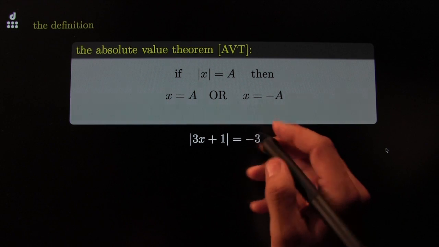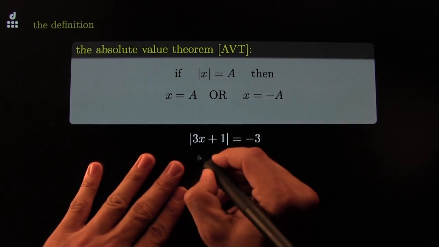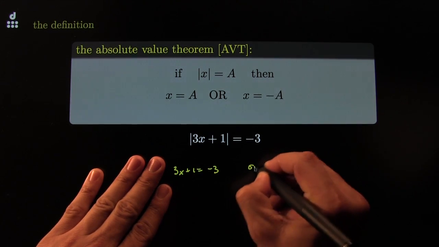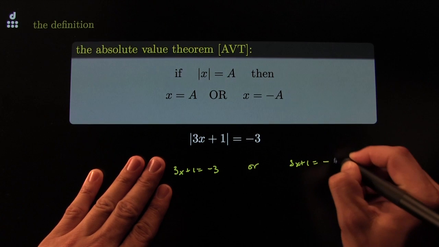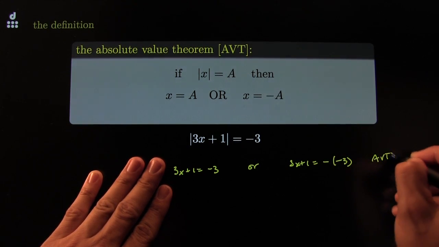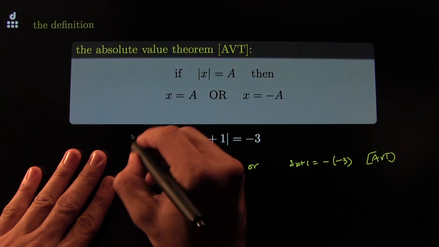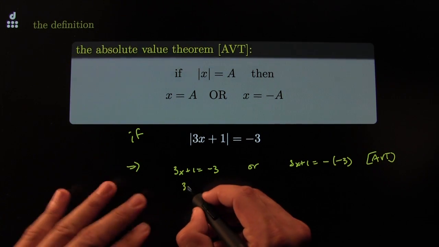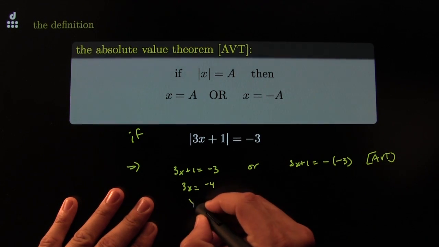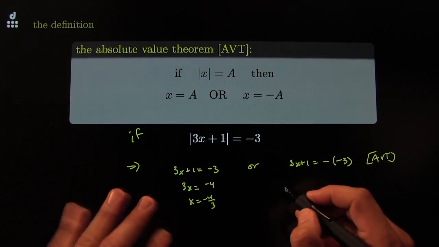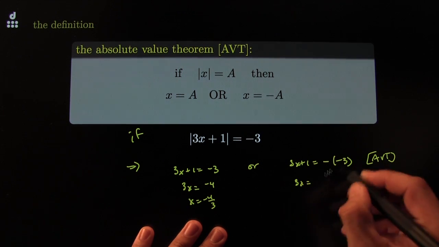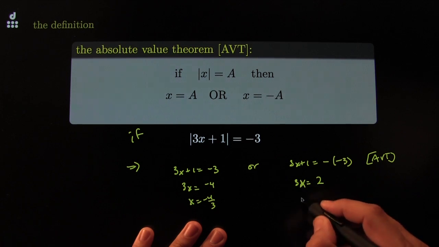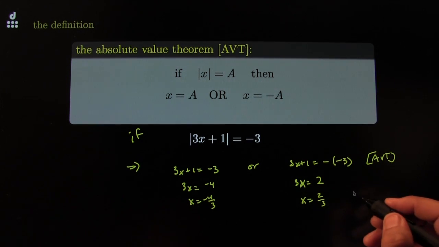Okay, here's a really good example of why you should check your answers. Let's take this one and say, okay, this is 3x plus 1 is equal to negative 3, or 3x plus 1 is equal to 3. That's the absolute value theorem that says if this is true, then that is true. And then here we get that 3x is equal to negative 4, so x is equal to negative 4/3. Or 3x is equal to, this would be positive 3, but I subtract 1, that will give me 2. So x will be equal to 2/3 by killing the coefficient.